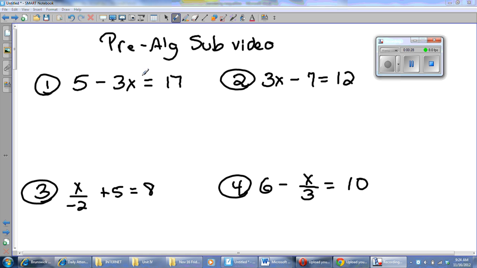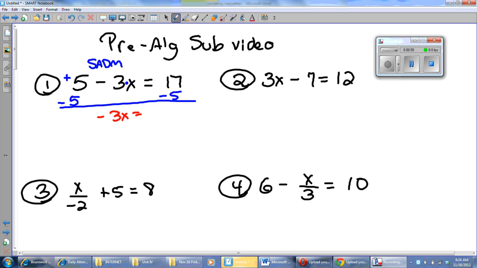All right, this first one here. I've got 5 minus 3x equals 17. I'll bet Jamari can tell me that my first step is to subtract 5, because we have a plus 5 there. That's attached by addition. The 3 is attached by multiplication. And so the rule tells me to undo the addition before I undo the multiplication. When I do that, I get negative 3x equals 12.